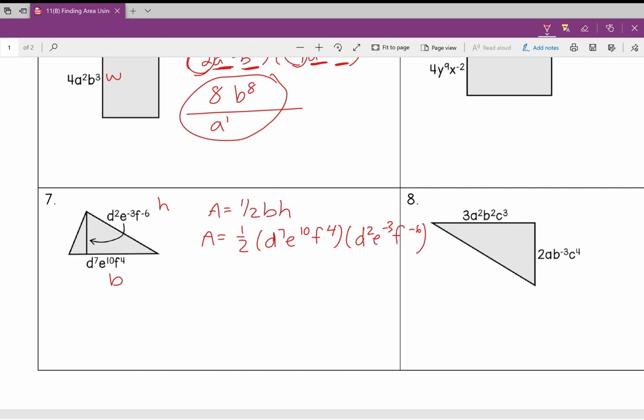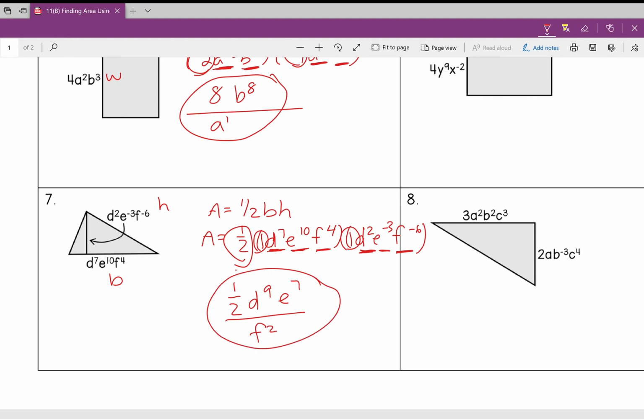So first we multiply the coefficients. So we have a 1/2, and then if we don't have any numbers in front, remember we assume it's 1. So here's a 1, and here's another 1. So we have 1/2 times 1, which is 1/2. Okay, now we add our exponents. So we have d to the 7 and d squared, which is d to the 9th, e to the 10 and e to the negative 3, which is e to the 7, f to the 4 and f to the negative 6, which is f to the negative 2, which means it goes on the bottom.